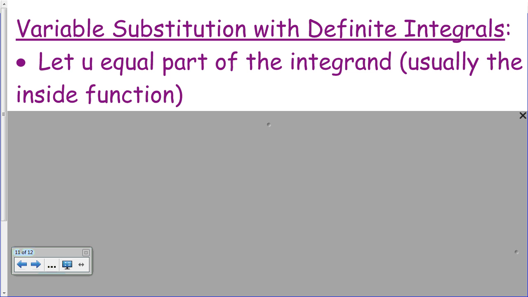So that's the first step, is to let u equal part of the integrand. And usually if it's a composition, at least for all the functions we've seen so far, you're going to want to pick the inside function as being your choice for u.